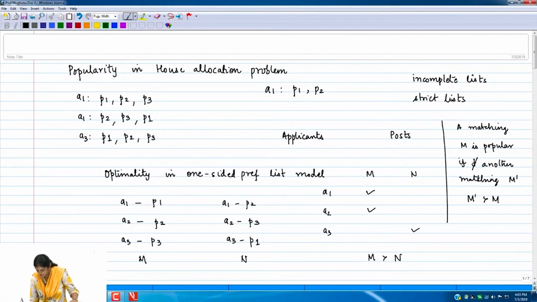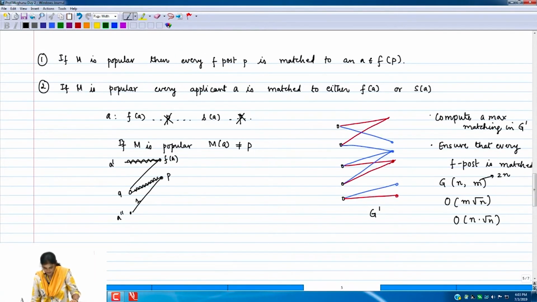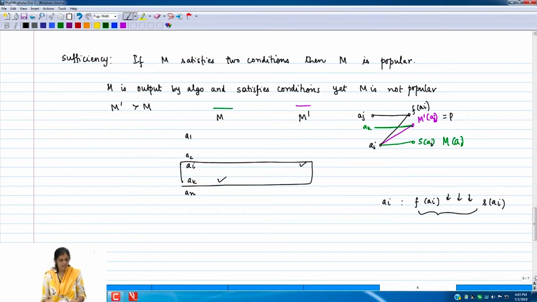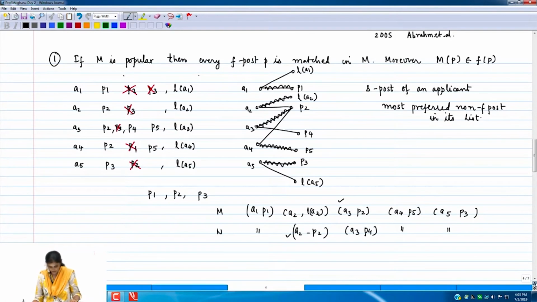So we should make use of the theorem that we have. So we have stated a theorem that M is popular if and only if it satisfies the 2 conditions. We wrote it in 2 parts because we said that there is a necessity and there is sufficiency. So then what will happen to our algorithm? So maybe we should try to execute the algorithm on this.